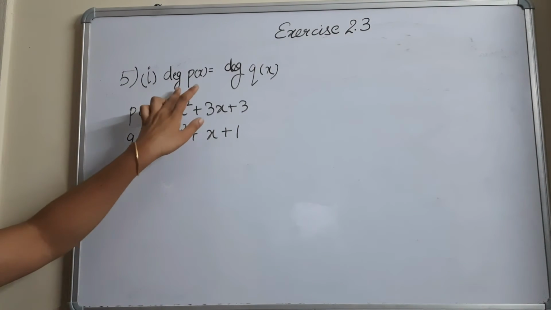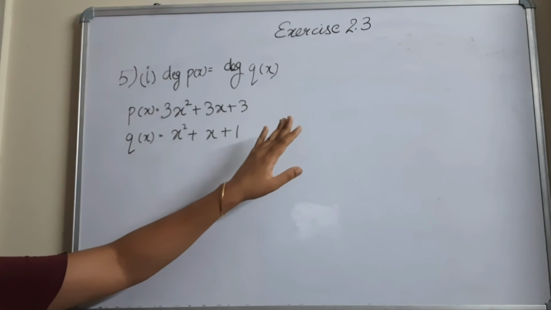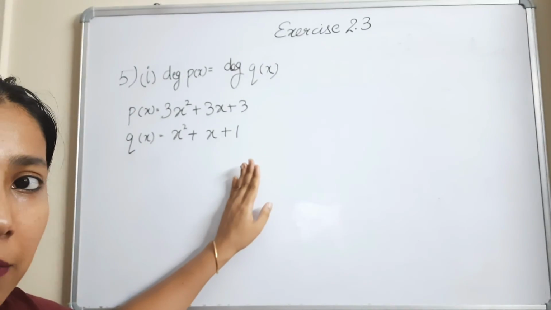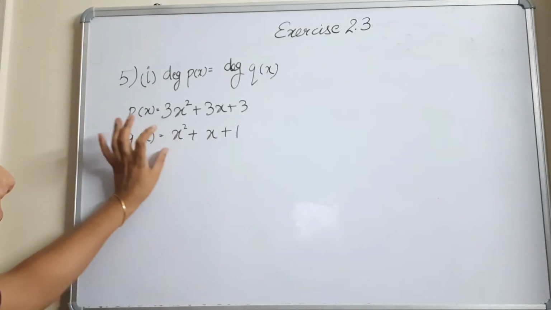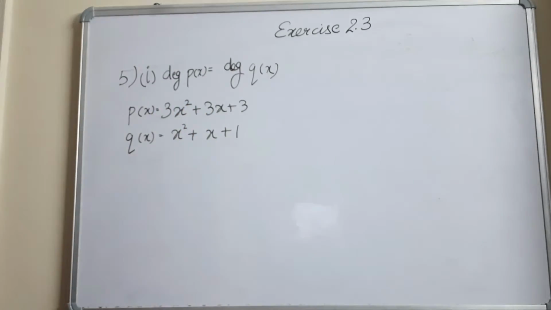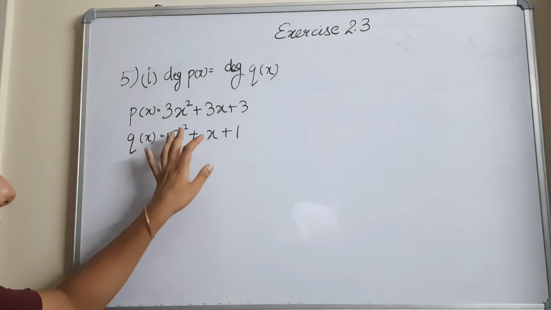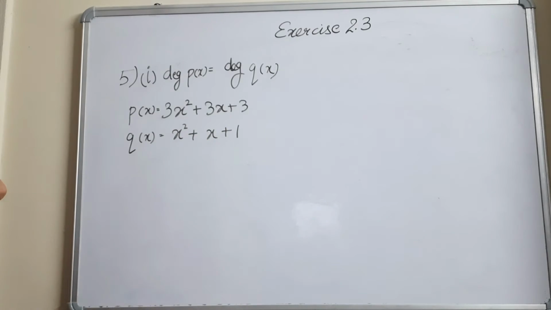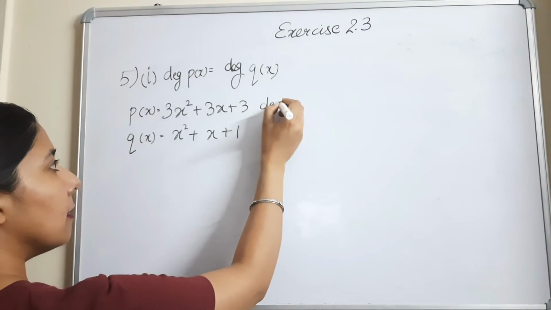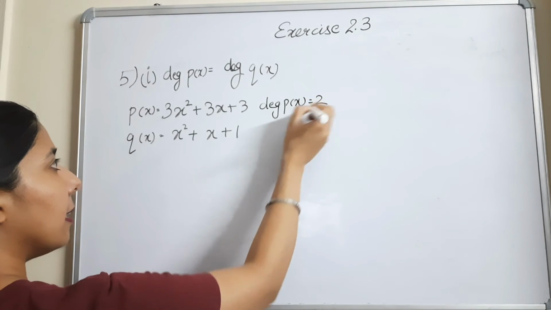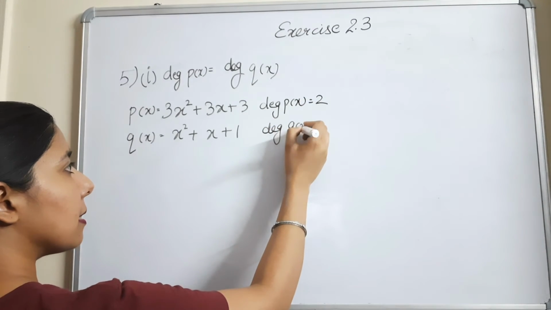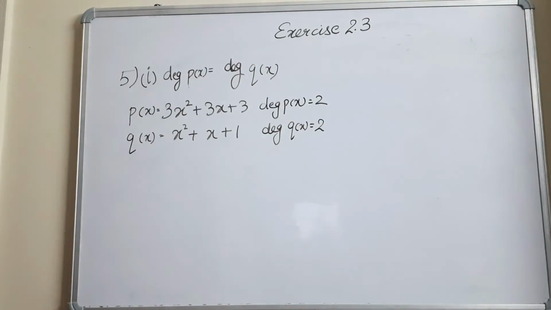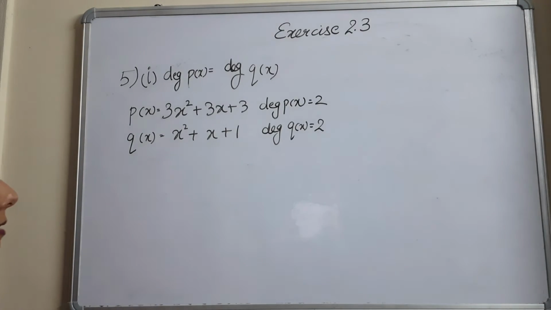I hope you know what the degree of a polynomial is. If you don't know, I'll tell you. The degree of a polynomial is the highest power in the given polynomial. So here the degree of p(x) is the highest power in the polynomial, that is 2. And here the degree of q(x) is also 2. So both the degrees are equal, and we are satisfying the condition asked in your question. So you can write this answer.